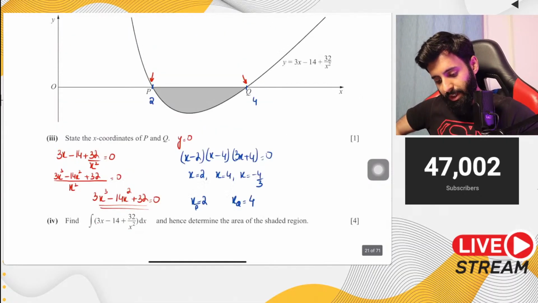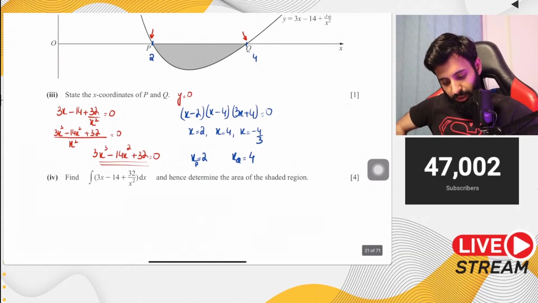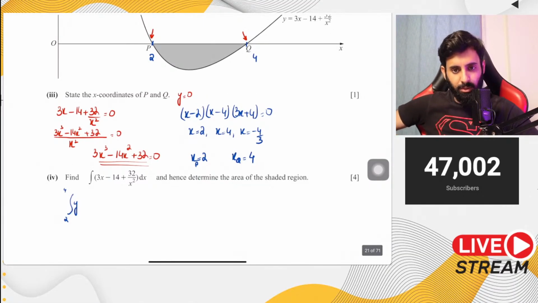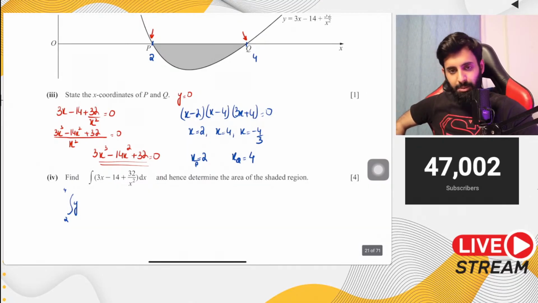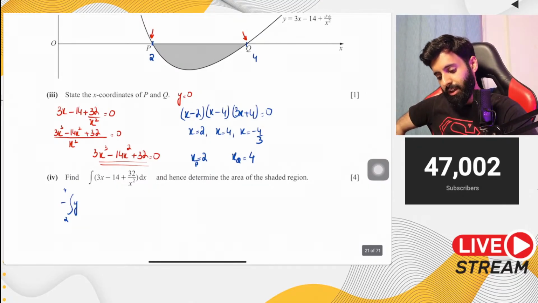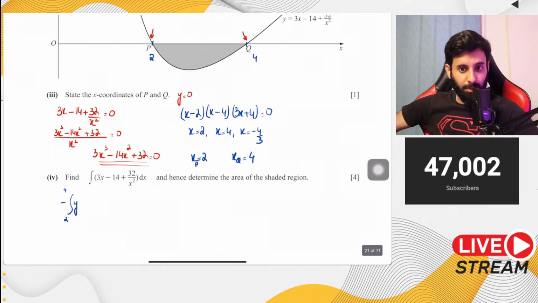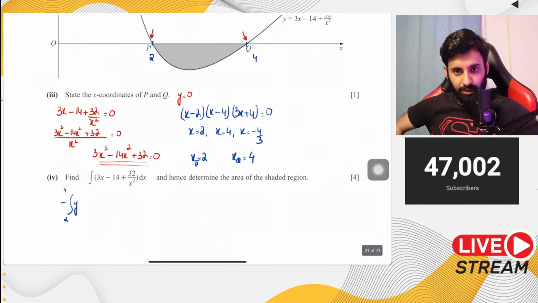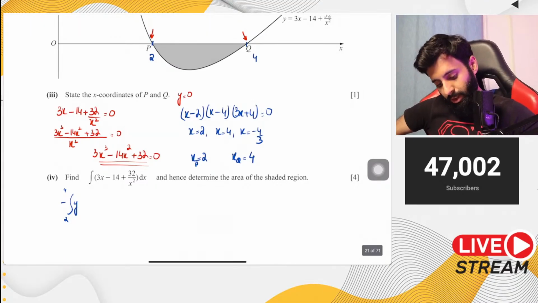In order to find the area of the shaded region, we know that we will have to integrate y within the limits 4 and 2. But remember, at the end, we need to multiply it by minus. Why is that? Because the area that we're trying to find is actually below the x-axis. So first we need to integrate, then we will find the area.